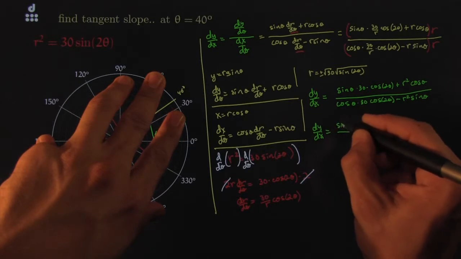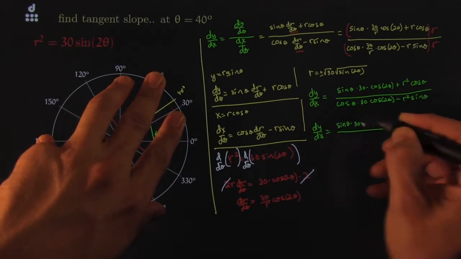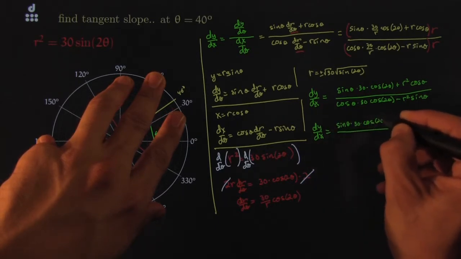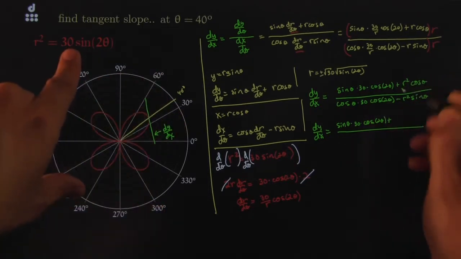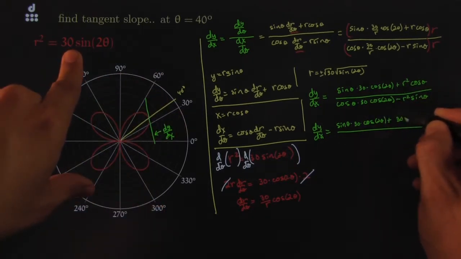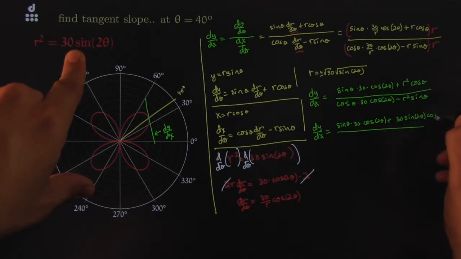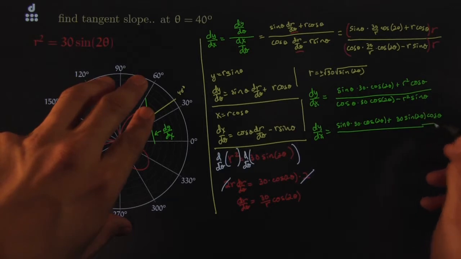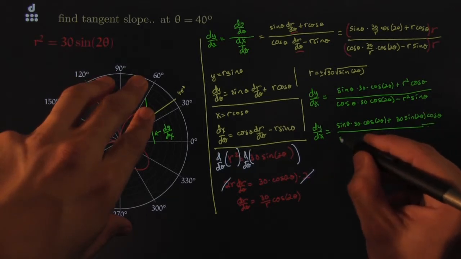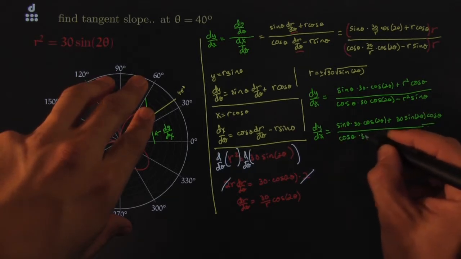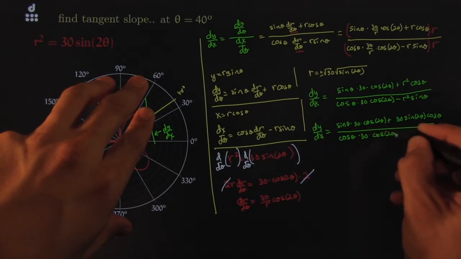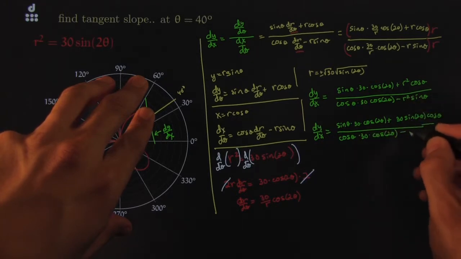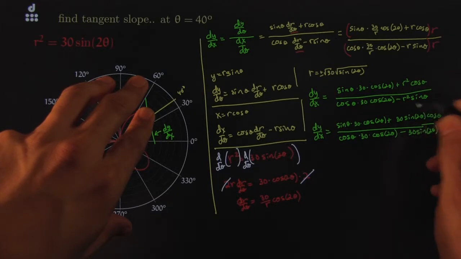So this becomes sine of theta times 30 times cosine of 2 theta plus, here we go, r squared can be exchanged for 30 times sine of the double angle, times, of course, the cosine theta from there, all over cosine theta times 30 times cosine of 2 theta minus, I got that one right, 30 times sine of 2 theta times another sine of theta.